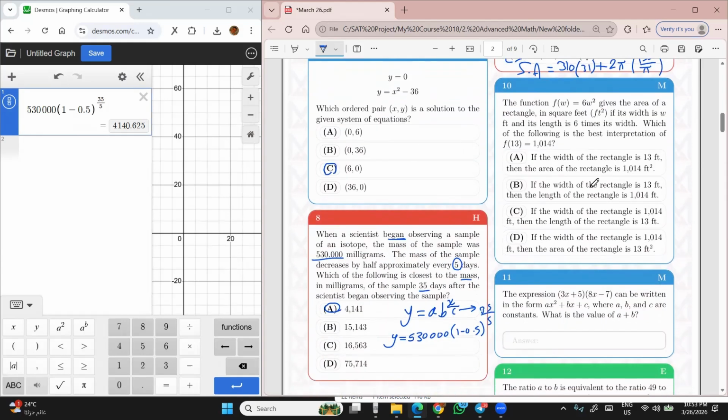Question number 10, the function f of w is equal to 6w squared gives the area of the rectangle in square feet. If its width is w feet and its length is 6 times its width, which of the following is the best interpretation of that f of 13 is equal to this number? So f of 13, w here is replaced by 13, which makes w equal to 13. And what is the meaning of w here? w is the width. So the width is equal to 13. This is the first part of the information that we have. So we can write w is equal to 13, or we can say the width is 13.